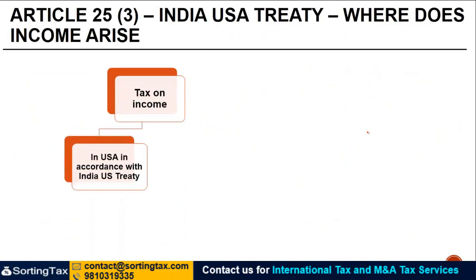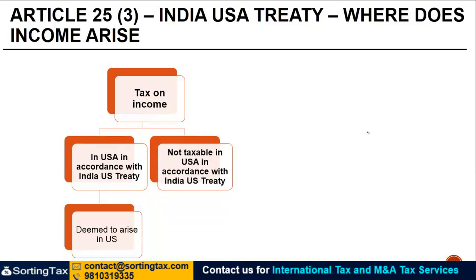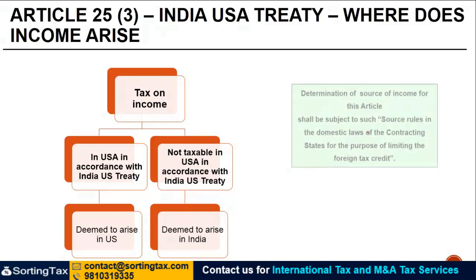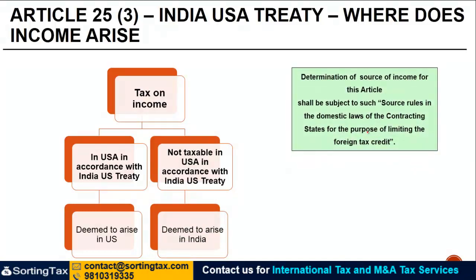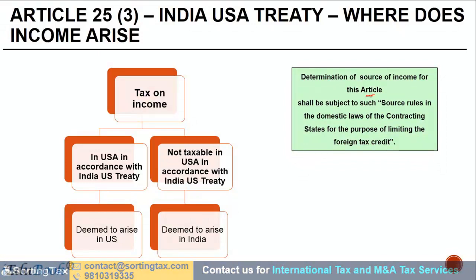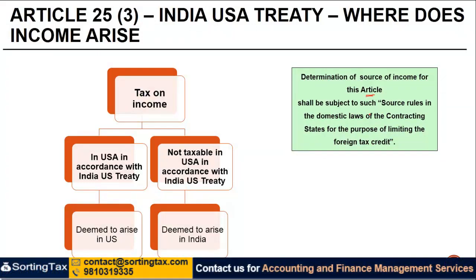So, tax on income in the USA in accordance with the treaty shall be deemed to arise in the US. Not taxable in the US according to the treaty, it shall be deemed to arise in India. Determination of source of income for the purpose of this article shall be subject to such source rules in the domestic laws of the contracting states for the purpose of limiting foreign tax credit.